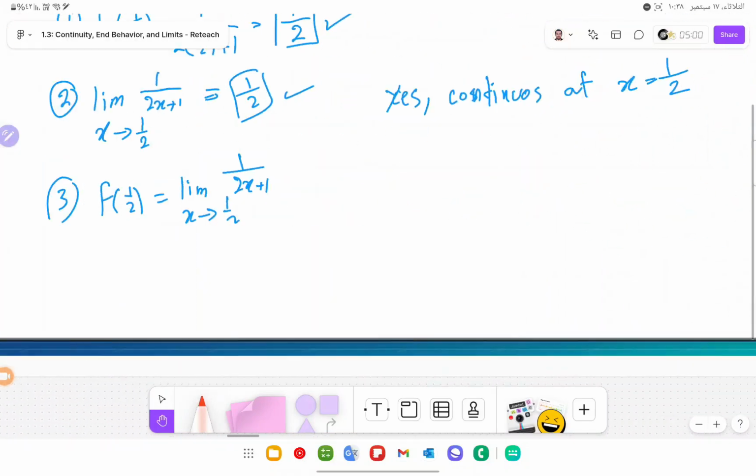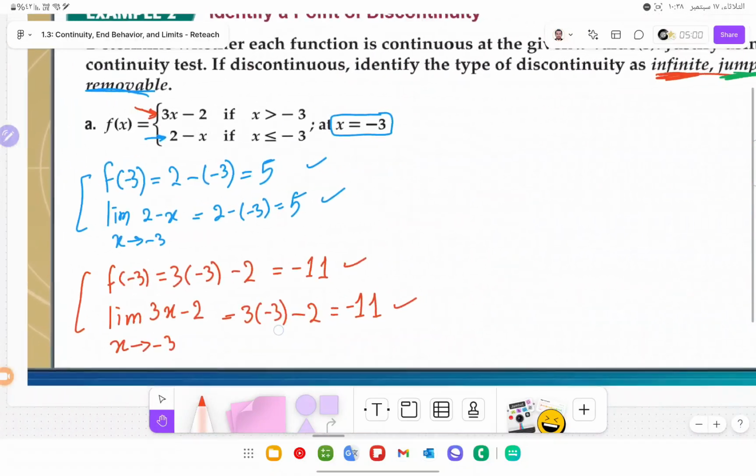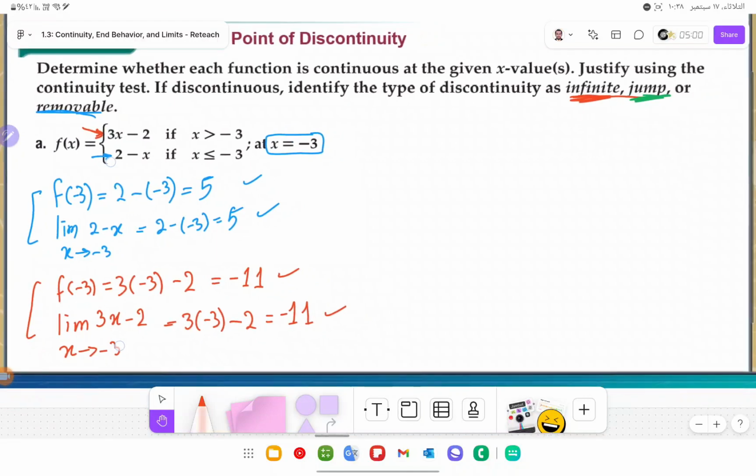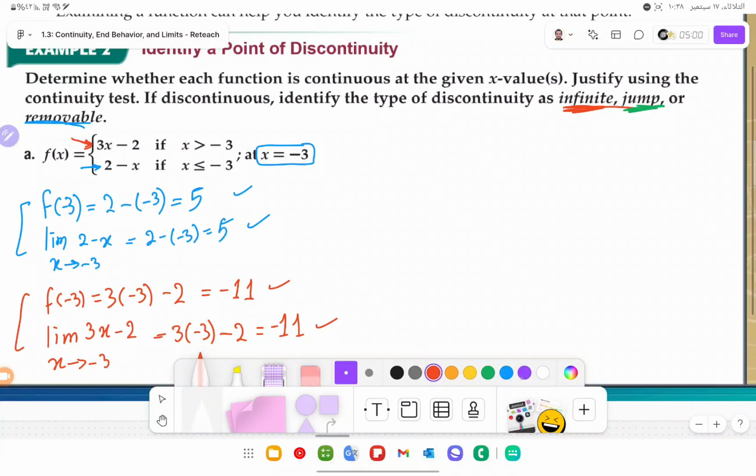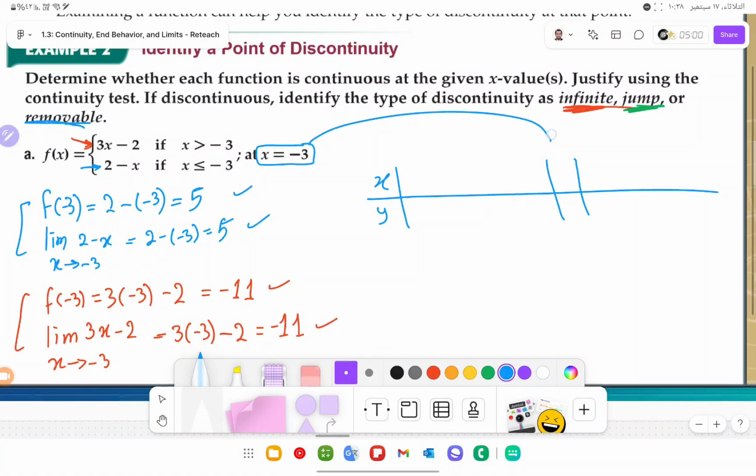Now, let's go back to the example that we are trying to solve. Now, let's make the table. First, let's make the table here, x and y, a big table. Now, in the middle of my table, I have to put the given x, which is negative 3.